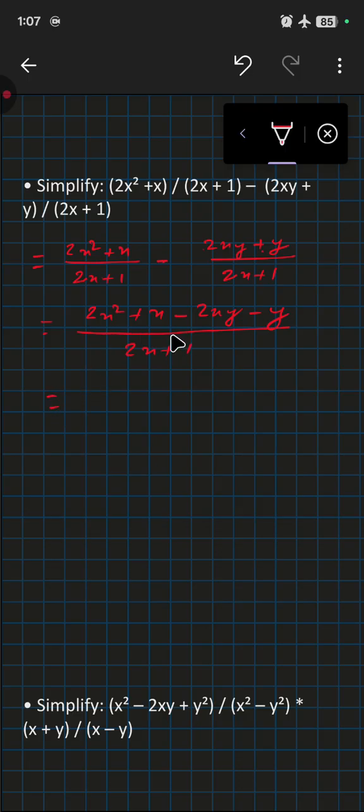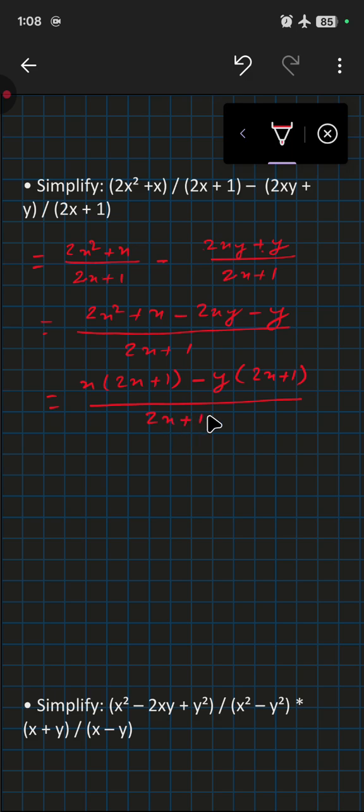So what do we get on the top? Let's see. Okay, so let's take common. What do we see over here? By taking common, here we have common x, 2x plus 1 is left. Here we have common y, minus y. Again 2x plus 1 will be left.